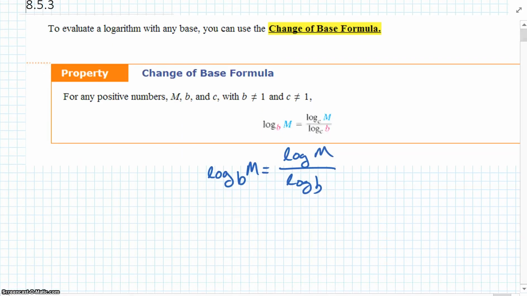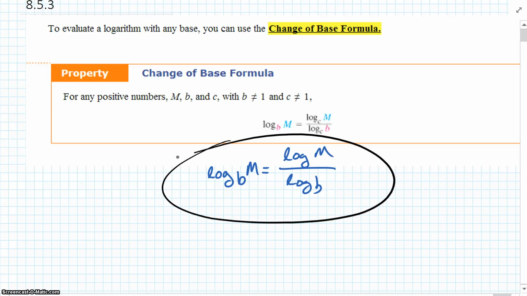Next slide. To evaluate a logarithm with any base, you can use the change of base formula. We actually learned this earlier. For any positive numbers m, b, and c, with b and c not equal to 1, the log base b of m is the same thing as the log base c of m over the log base c of b. Remember, we were doing that in our calculator, so it looks like this. Log base b of m is the same thing as the log of m over the log of b, and the bases can be whatever they need to be.